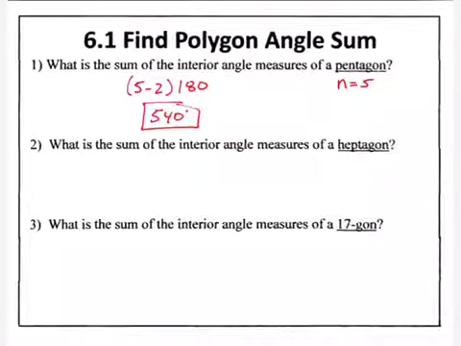What is the sum of the interior angle measures of a heptagon? A heptagon has 7 sides, so that's going to be 7 minus 2 times 180, which in this case is 900.